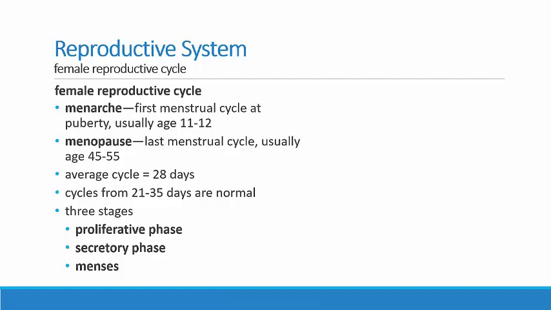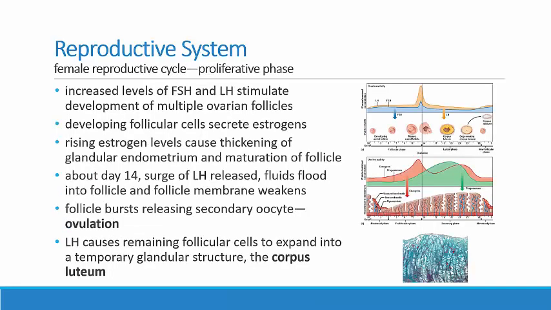The average cycle is 28 days, but very few women are exactly 28 days regular. Cycles anywhere from 21 to 35 days in length are considered normal. And they occur in 3 phases: the proliferative phase, the secretory phase, and then menses. So let's take a look at those stages. So first we're going to look at the proliferative phase.